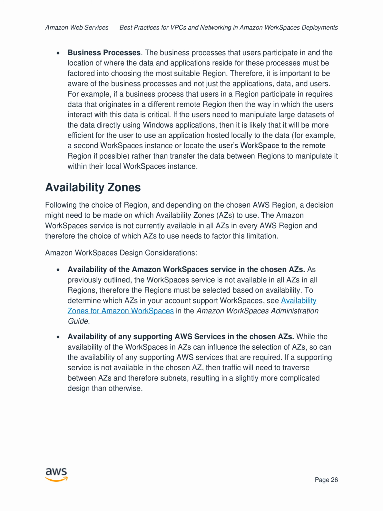Availability of any supporting AWS services in the chosen AZs. While the availability of the WorkSpaces in AZs can influence the selection of AZs, so can the availability of any supporting AWS services that are required. If a supporting service is not available in the chosen AZ, then traffic will need to traverse between AZs and therefore subnets, resulting in a slightly more complicated design than otherwise.